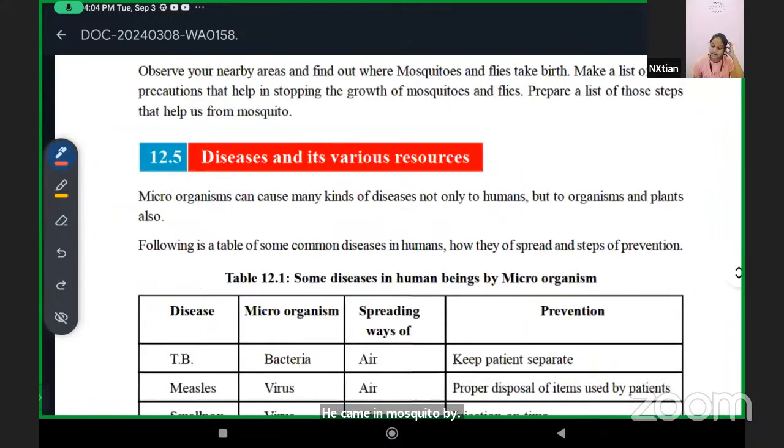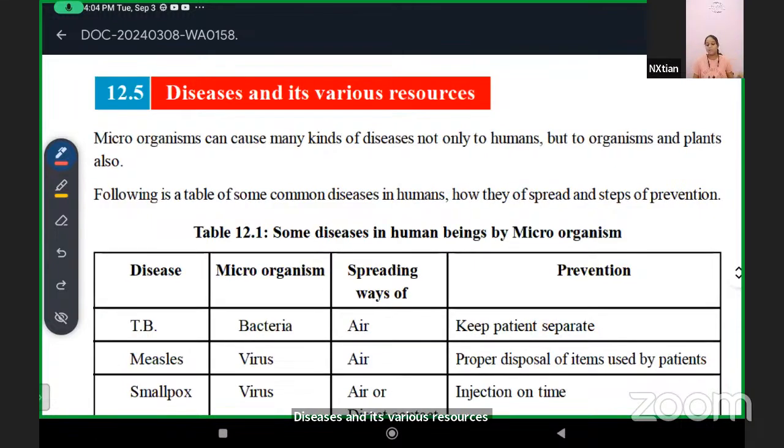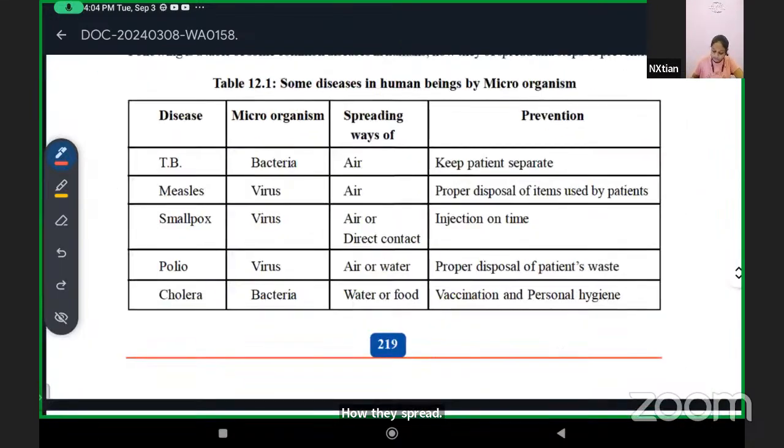Now, diseases and their various sources. Microorganisms can cause many kinds of diseases, not only to humans, but to other organisms and plants also. The following table is of some common diseases in humans, how they spread, and steps of prevention.